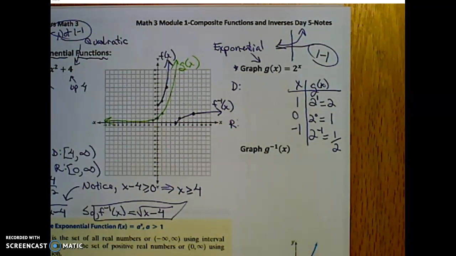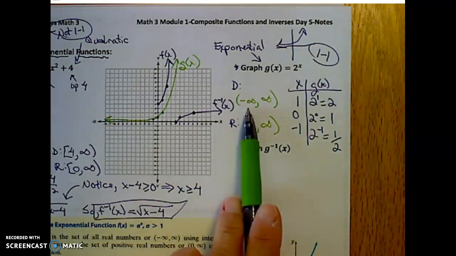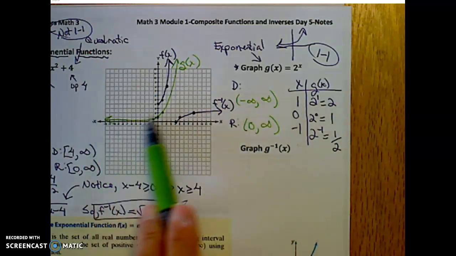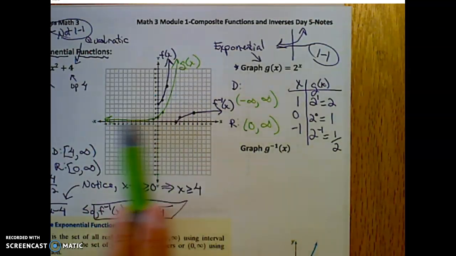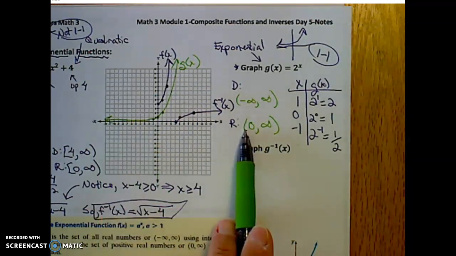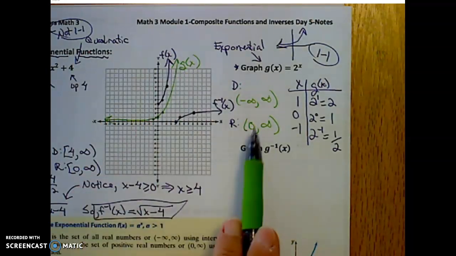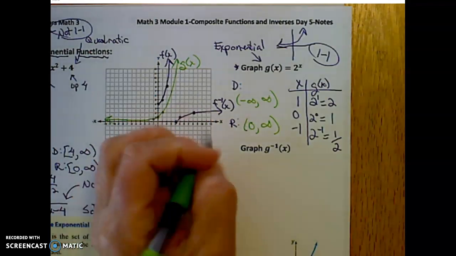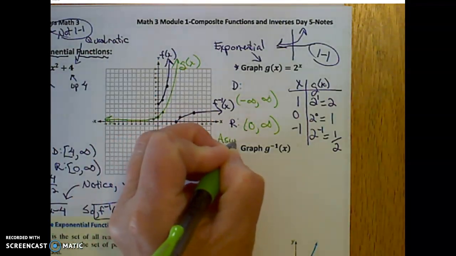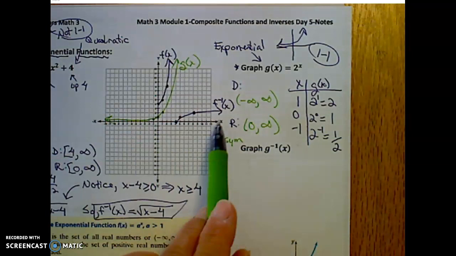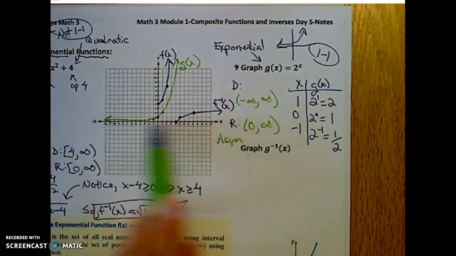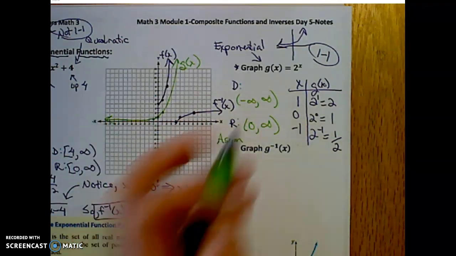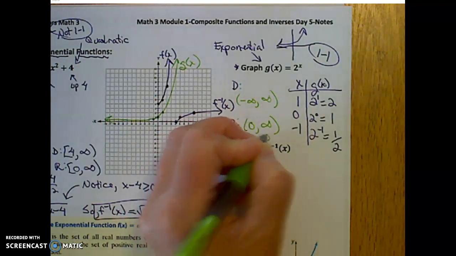Alrighty, look at the domain. Please state the domain and range of that green function. I can plug anything into that function, so my domain is all real numbers, negative infinity to infinity, but notice the range, I'm only getting numbers from 0 and up, 0 to infinity. I never touched that line, so remember that I get an asymptote for an exponential function. Is that an x equals or a y equals asymptote? Notice that's y equals 0.